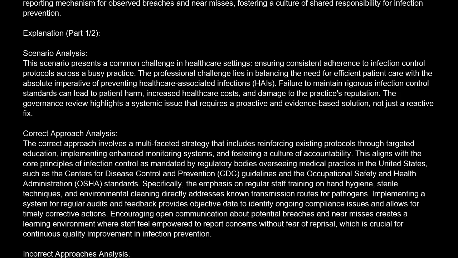Explanation. Scenario analysis. This scenario presents a common challenge in healthcare settings, ensuring consistent adherence to infection control protocols across a busy practice. The professional challenge lies in balancing the need for efficient patient care with the absolute imperative of preventing healthcare-associated infections. Failure to maintain rigorous infection control standards can lead to patient harm, increased healthcare costs, and damage to the practice's reputation. The governance review highlights a systemic issue that requires a proactive and evidence-based solution, not just a reactive fix.